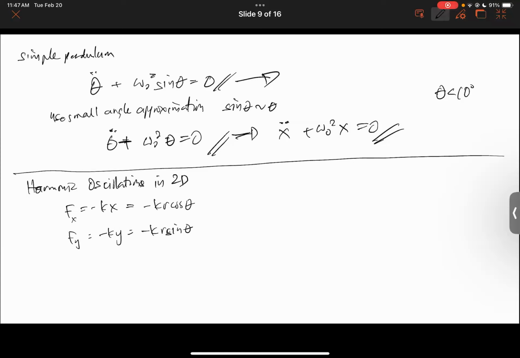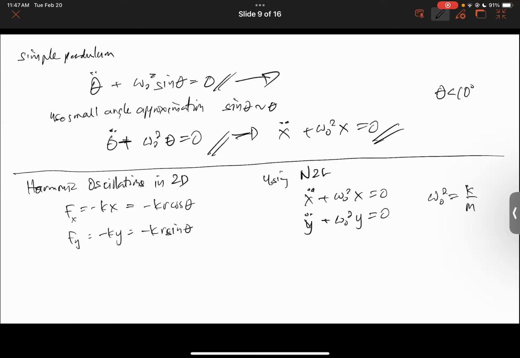Using Newton's second law, our equations of motion now will be x double dot plus omega naught squared x is equal to 0 along the x-axis, and y double dot plus omega naught squared y is equal to 0. That's along the y-axis. And of course, omega naught squared is equal to k over m.